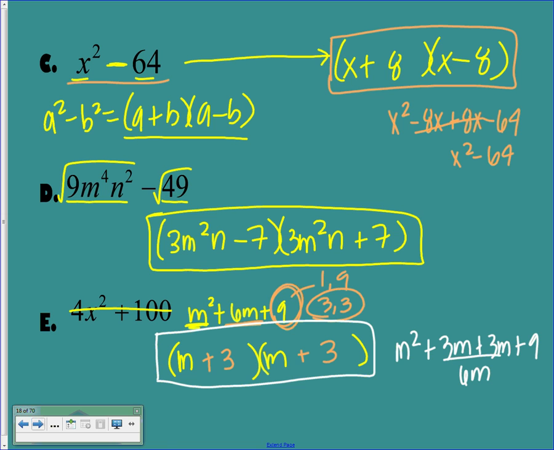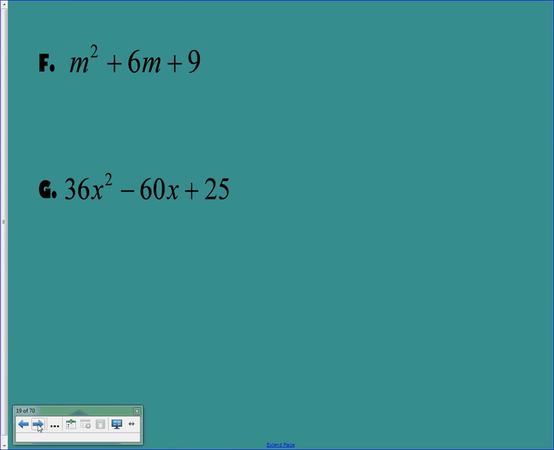Okay, so let's try another perfect square. Oh, there was the one I was looking for before. So in F, I'm really sorry, I don't know what happened here. In our F, we've got 36x squared minus 60x plus 25. So again, you're going to draw your two parentheses, and you're going to say, what multiplies to 36x squared? 99% of the time, if this number is a perfect square, you should square root it. So we're going to use 6x and 6x.